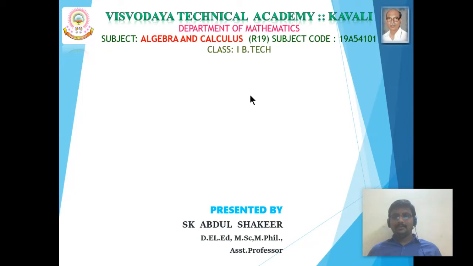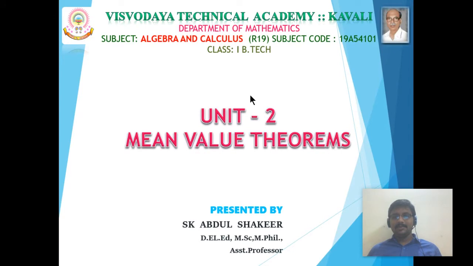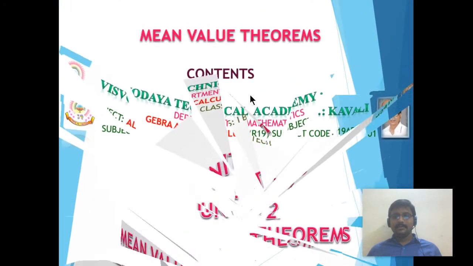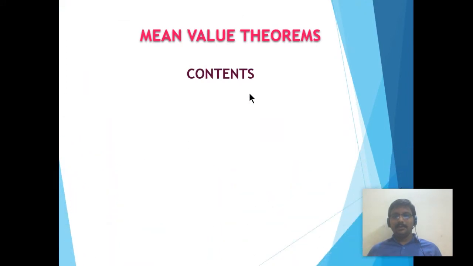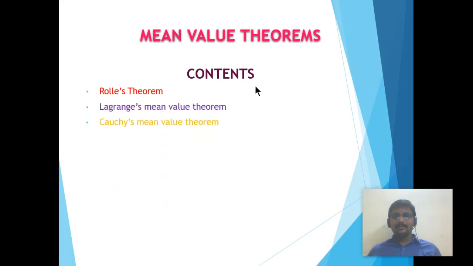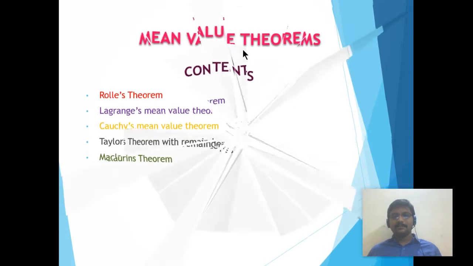Good morning, students. In today's session, I will discuss Unit 2 Mean Value Theorems. The contents of mean value theorems are Rolle's theorem, Lagrange's mean value theorem, Cauchy's mean value theorem, Taylor's theorem with remainders, and Maclaurin's theorem. These are the 5 topics of mean value theorems.